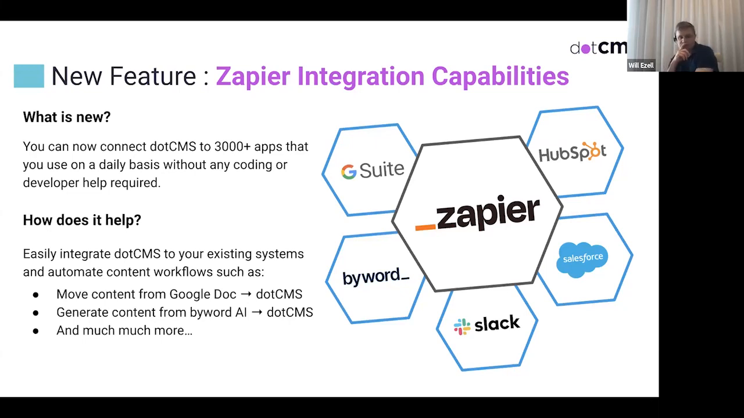And what you do is you create these things called zaps. So you can create a zap that says, I want to start a new Google Doc, fill out the Google Doc, and have that automatically sent to dotCMS as a piece of content.